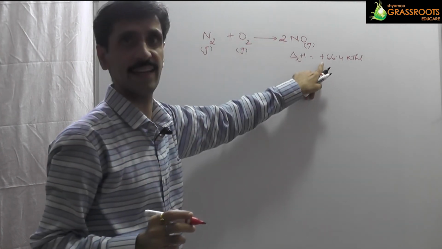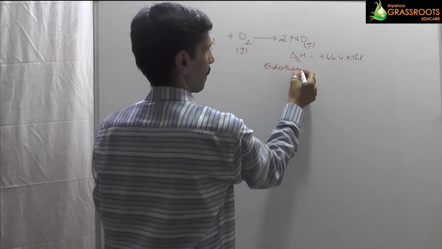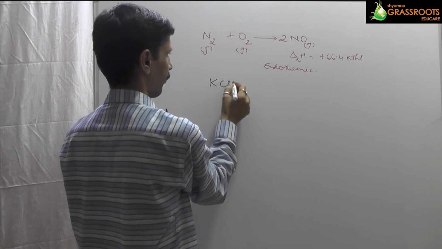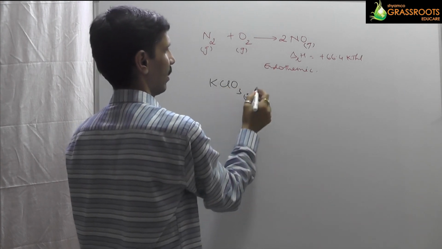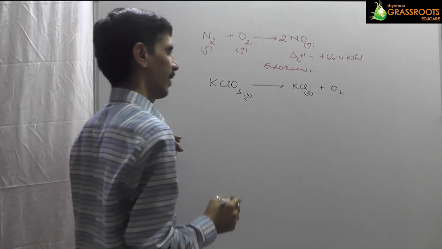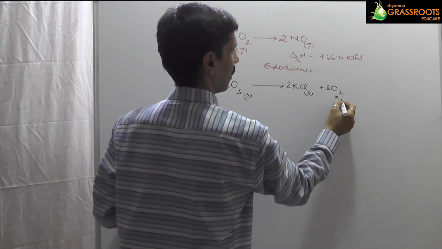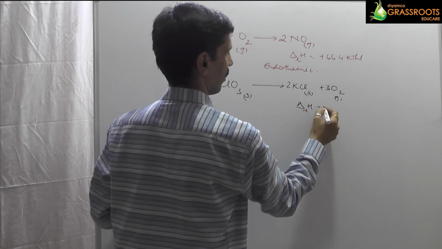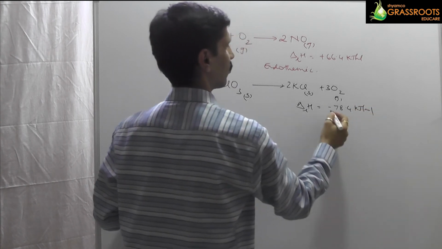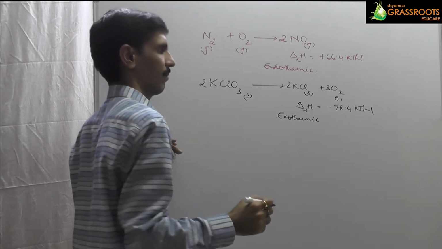Now because the sign is positive, that means it has to be what? Endothermic. Right? The same way, if I give you an example of KClO3, which is a solid, it undergoes decomposition and gives you KCl as well as O2. If you balance the reaction, this is what we get. And the enthalpy of this particular reaction is around minus 78.4 kilojoules per mole. So it's negative, and negative means it is going to be an exothermic reaction.